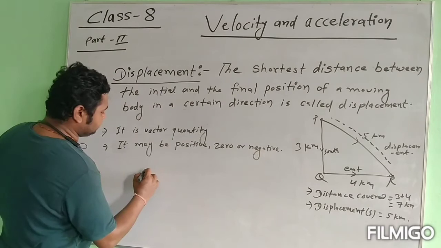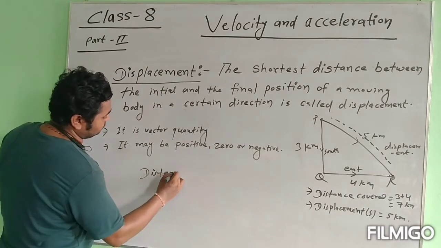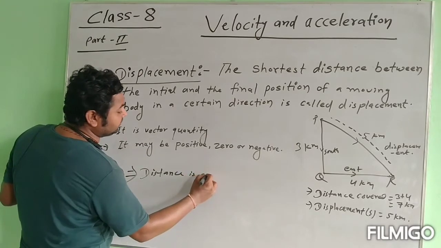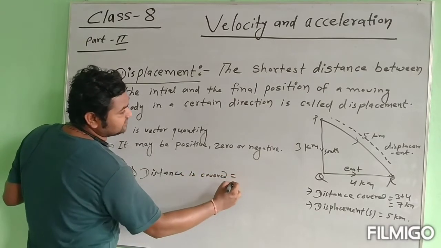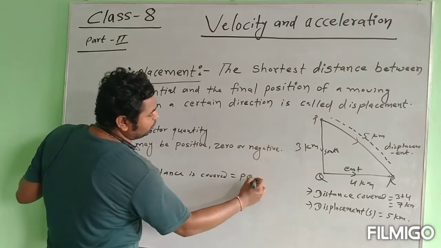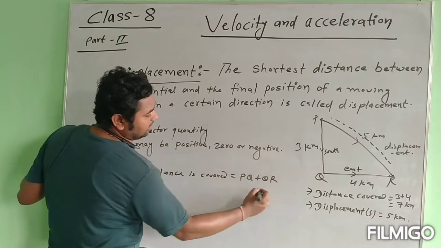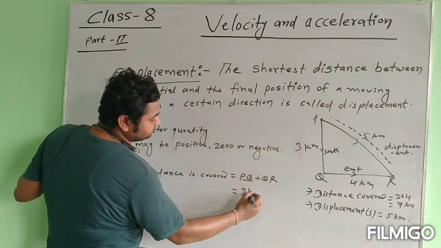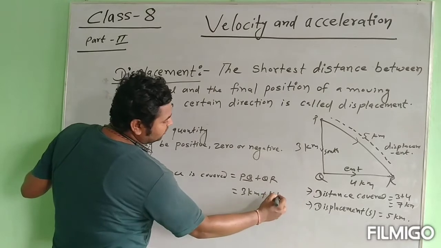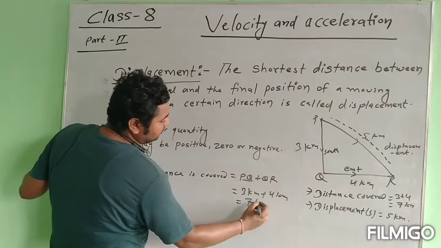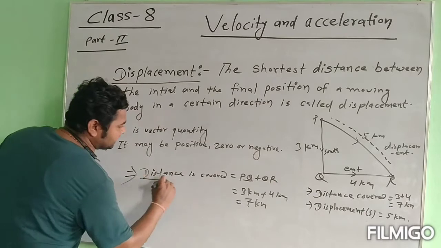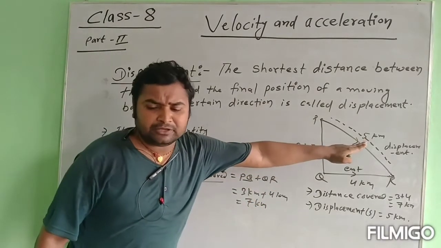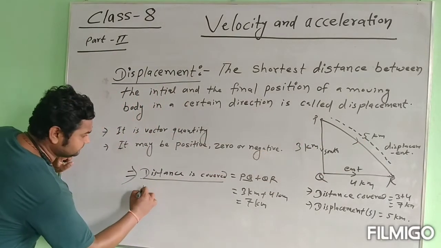Here you have seen the body is moving from P to Q. Okay, listen, how much distance is covered? From PQ plus QR. It means PQ is 3 km plus 4 km, 7 km. What is the distance covered? 7 km. But how much is the displacement? 5 km.